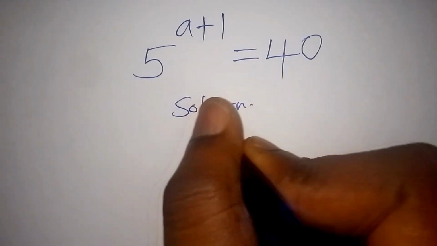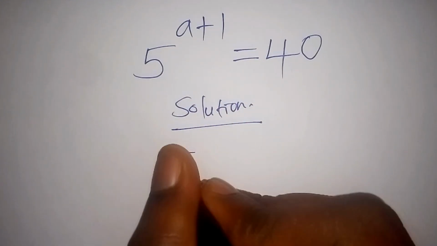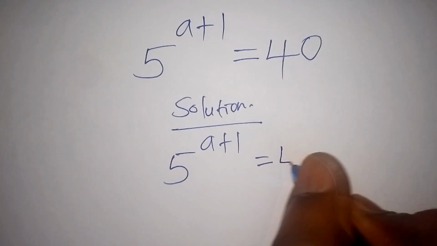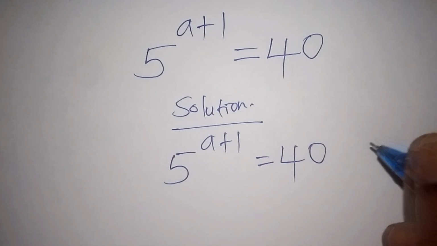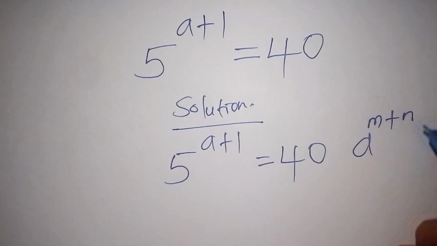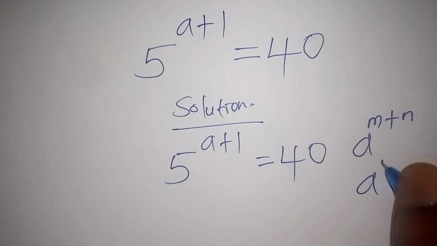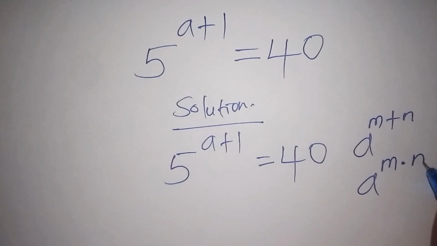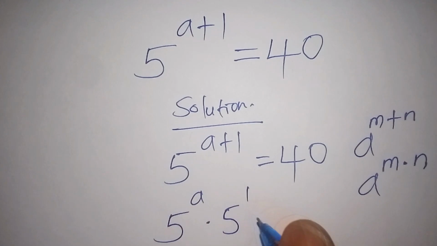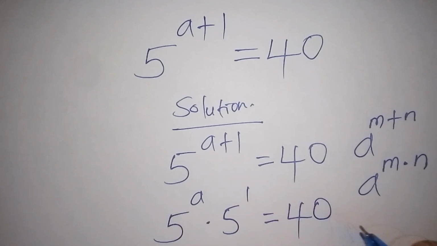So on the solution, this is the maths problem that you are having: 5 to the power of a plus 1 is equal to 40. We all know that when you have a to the power of m plus n, this can also be written as a to the power of m multiplied by a to the power of n. In this case, we shall have 5 to the power of a multiplied by 5 to the power of 1 is equal to 40.